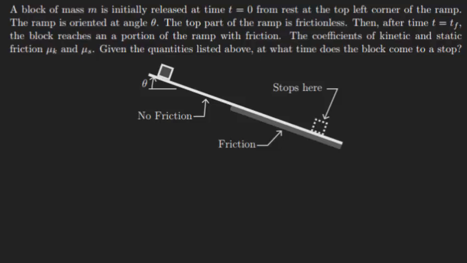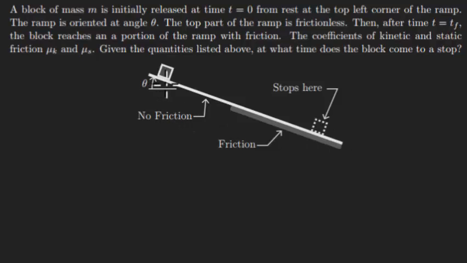Alright, so here we have a problem. We've got a block. It has mass m. We release it from rest at the top of this ramp. The ramp is at an angle theta. And this initial part of the ramp, or the top part of the ramp, has no friction at all. And then the lower part where we're shaded right here does have friction.